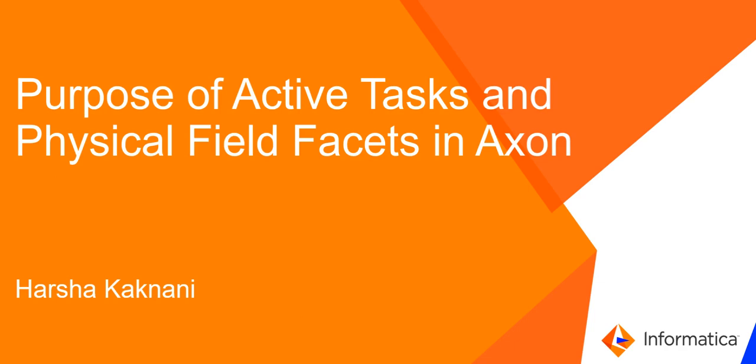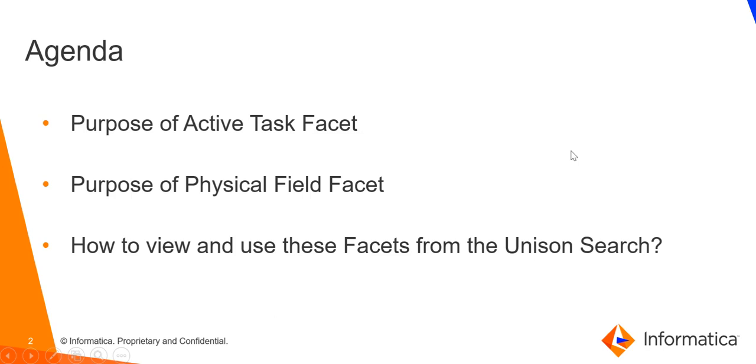In this video, I will be talking about the purpose of active task and physical field facets in Axon. The following topics will be covered in this video: first, the purpose of the active task facet; second, the purpose of the physical field facet; and how to view and use these facets from the Unison search. So let's get started.